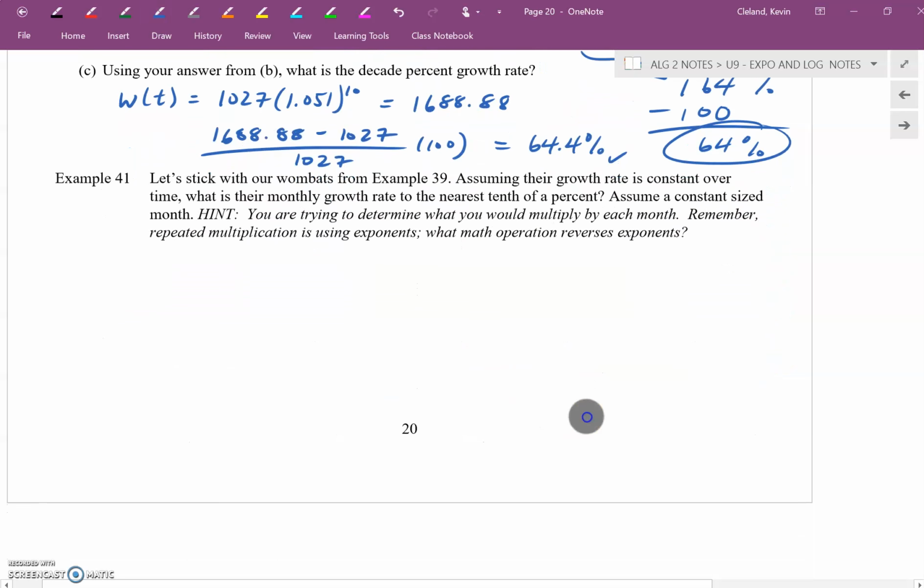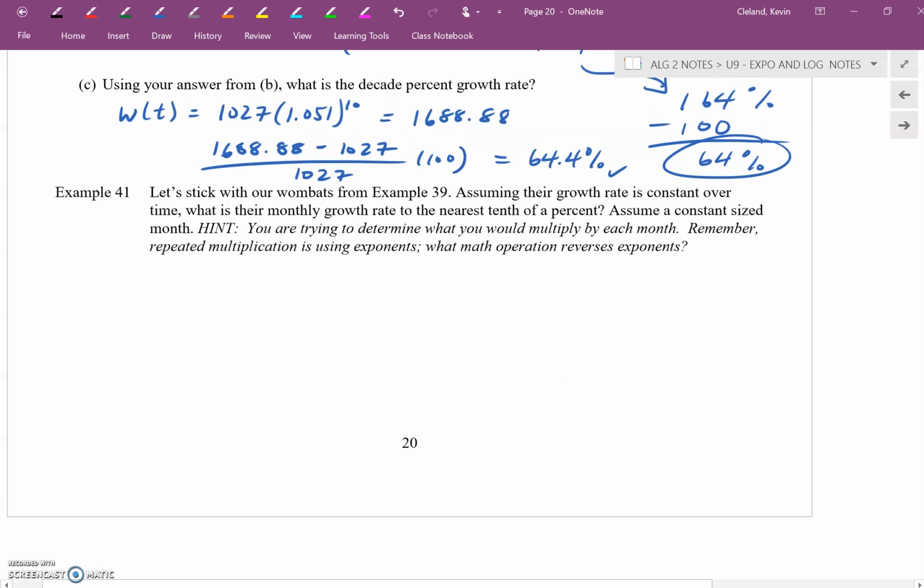All right, sticking with the wombats. Assuming their growth rate is constant over time, what is their monthly growth rate? Okay, well, this is a yearly growth rate. How many months in a year? 12. But here's the deal. Percents grow by multiplying over time. They grow exponentially, right? So since we're using exponents, we have to think what operation reverses exponents? Well, just as everything has an opposite in terms of operations, addition and subtraction, multiplication and division, squares and square roots. Well, powers in general, like raising something to the 12th power, the inverse is the root. So this would be the 12th root.